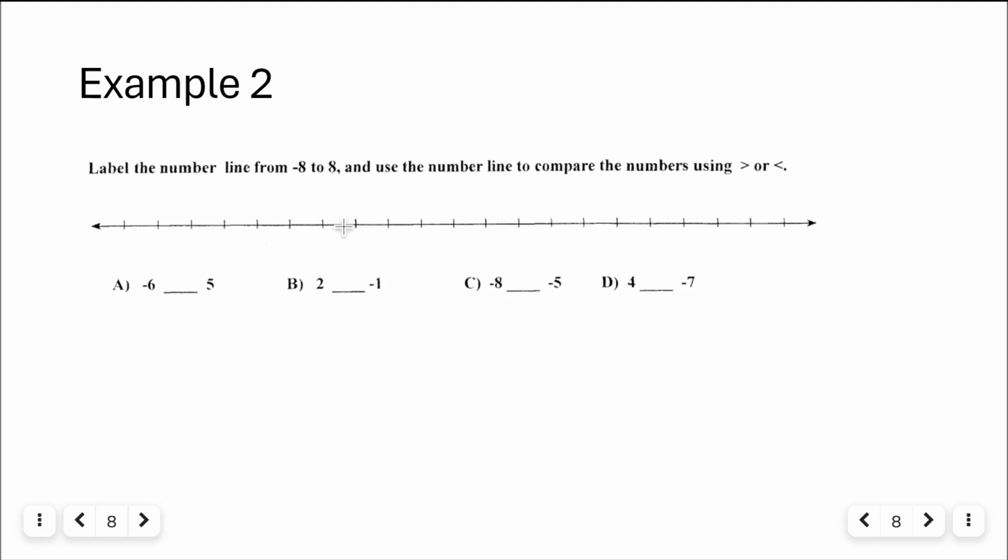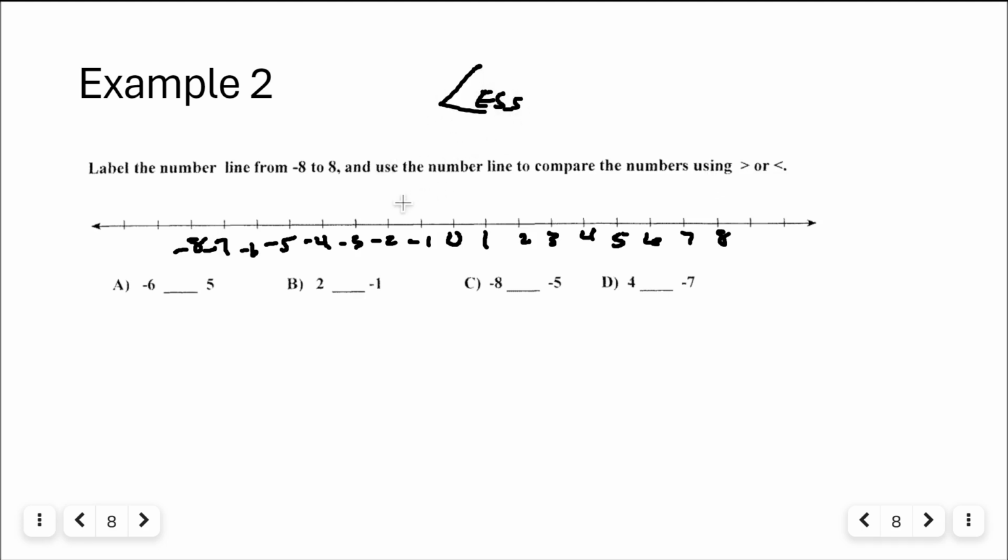Okay, so now we're going to take this number line, label it from -8 to 8, and then compare. So we have 0, 1, 2, 3, 4, 5, 6, 7, 8, and then -1, -2, -3, -4, -5, -6, -7, -8. There we go, we labeled it. And we're going to compare using our greater than or less than symbol. Remember, this is the less than symbol because you can write the word less in it. Very important.